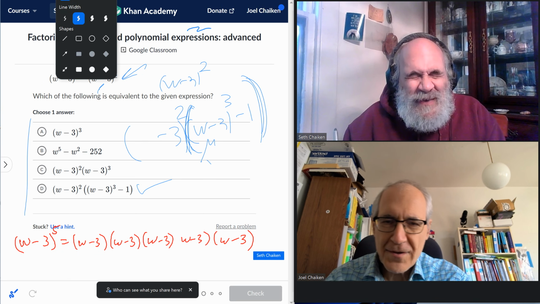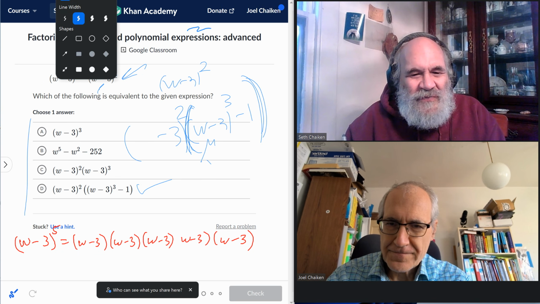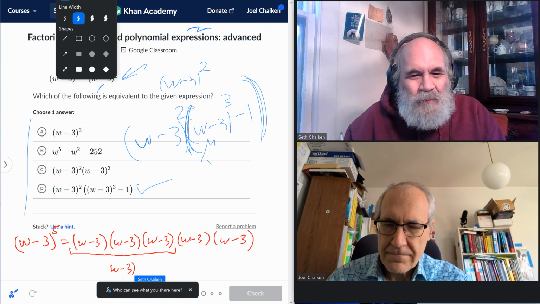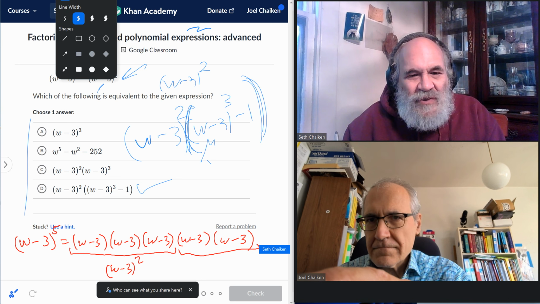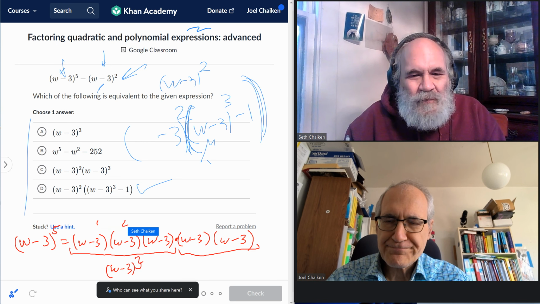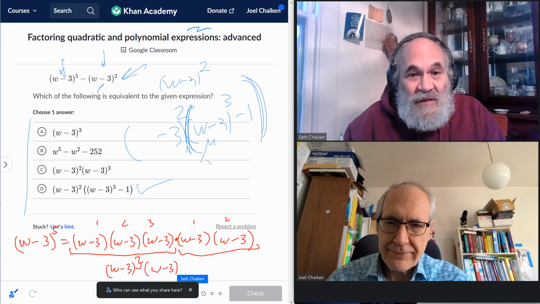I like a little thicker. And then the first three of them are w minus 3 cubed. And the last two of them are some multiplication between everybody. Oops, sorry. So w minus 3 cubed, because there are three of them: 1, 2, 3. And then two of these, w minus 3 squared.